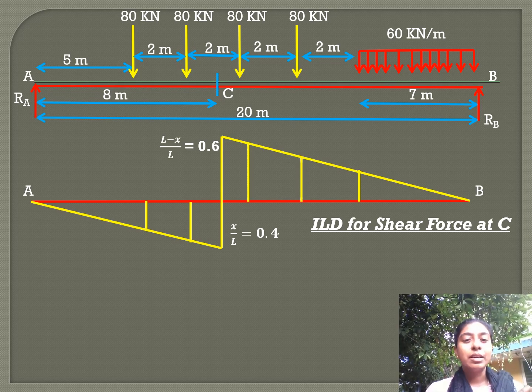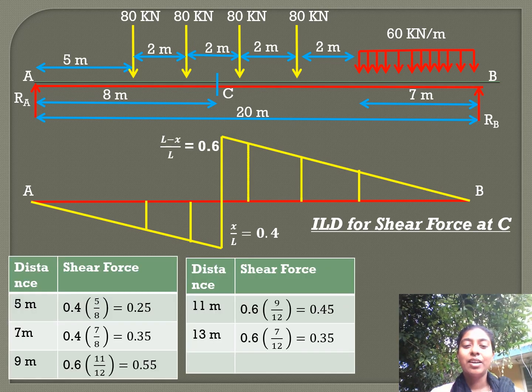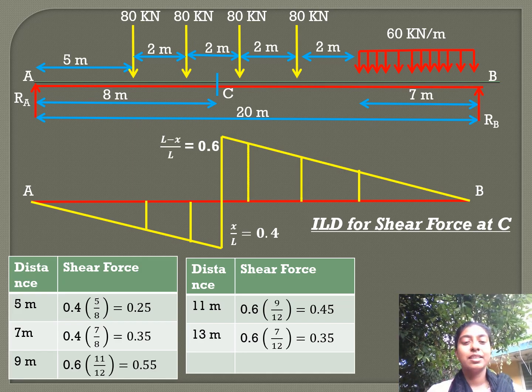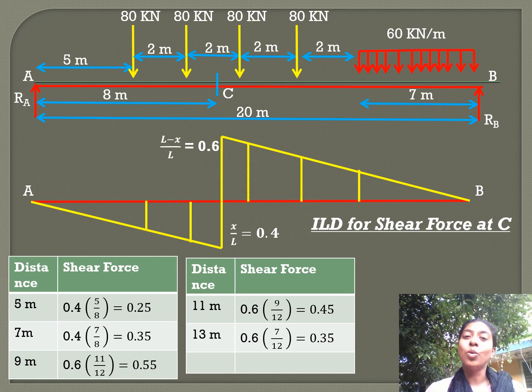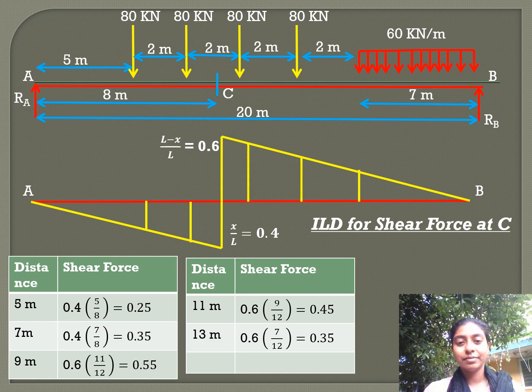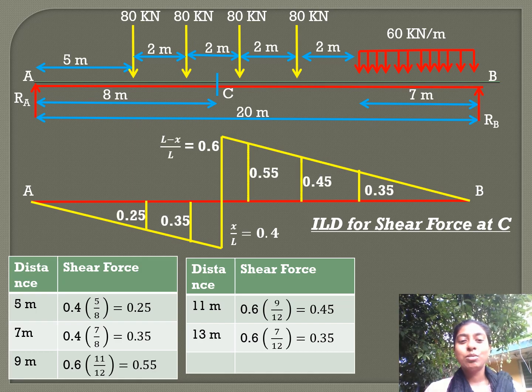Now, we know the maximum negative and maximum positive ordinate. We will use the similar triangle principles to find all the positive and all the negative ordinates. We are using similar triangle principles for every distance. So wherever there is a concentrated load and a UDL, we will find the ordinates. So the values, we will mark the values at every ordinate so that it will be easy for us for finding the shear force.